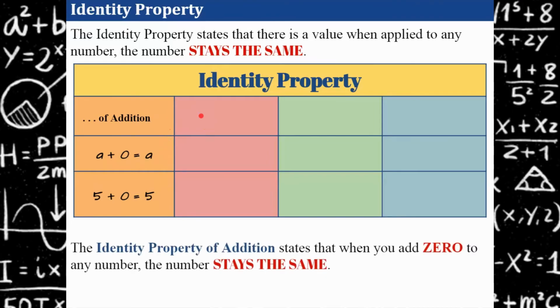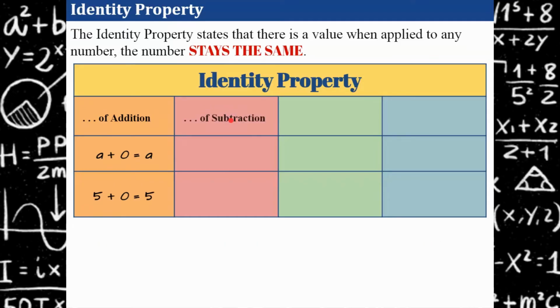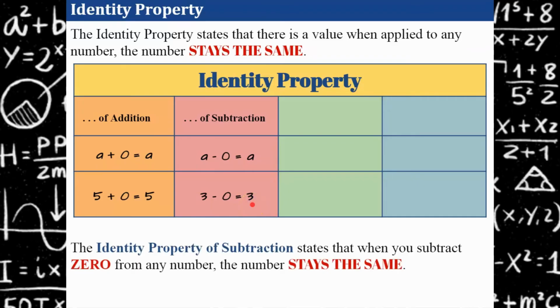So when you have the identity property of addition, when you add 0 to any number, the number stays the same. Let's look at the identity property of subtraction. It states that when you subtract 0 from any value, the value stays the same. 3 subtract 0 is 3. So when you subtract 0 from any value, you're going to get that value. So again, the identity property of subtraction states that when you subtract 0 from any number, the number stays the same.